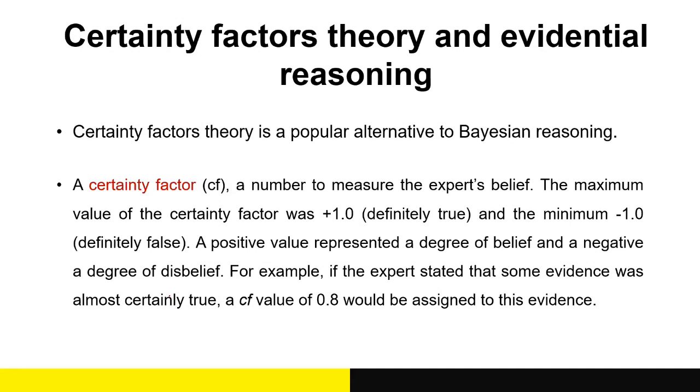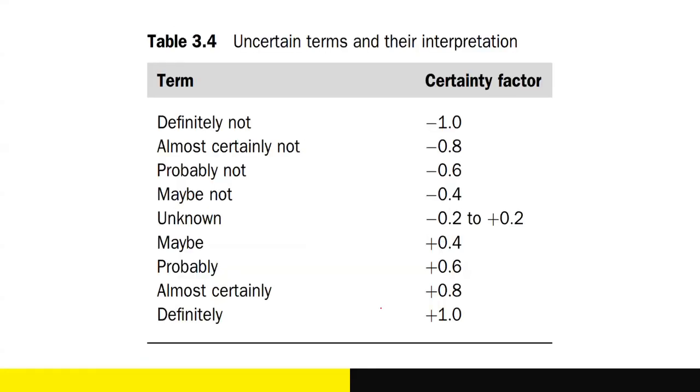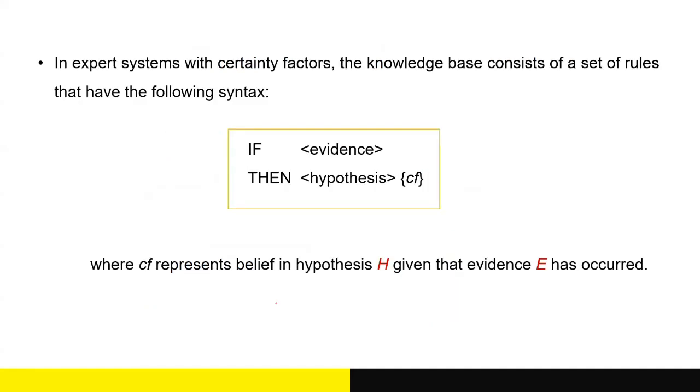A positive value, so ang positive value po daw, represented a degree of belief, and a negative value, a degree of disbelief. For example, if the expert stated that some evidence was almost certainly true, so ang certainty factor value nito of 0.8 would be assigned to this evidence. So kagaya po kanina, 0.8, so it is almost certainly. So this table 3.4 shows the uncertain terms and their interpretation based on the Bayesian expert systems.